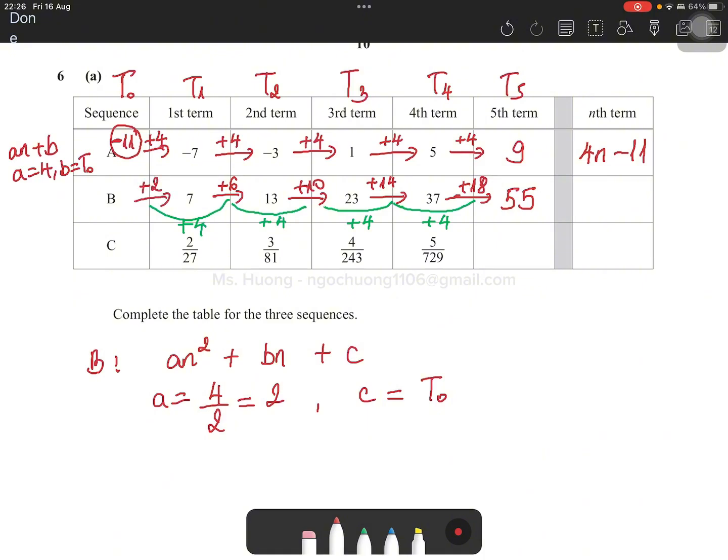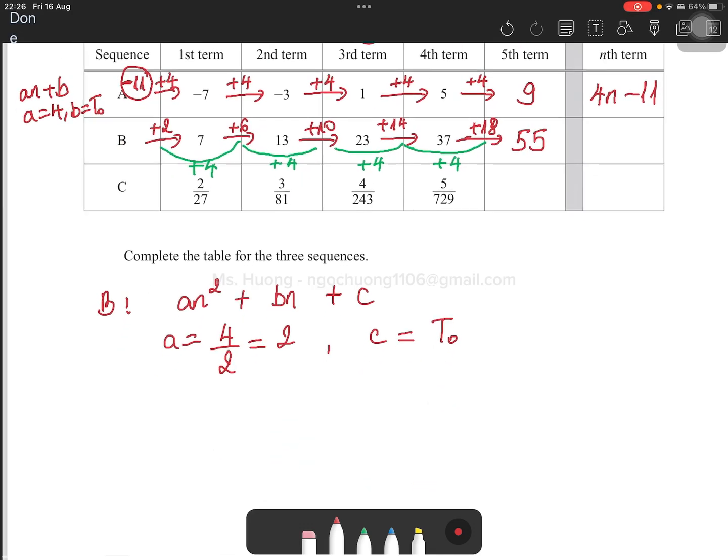So which number plus 2 equals 7? That number is 5. So t0 is 5 in this case. And to find b, we need to use the first term. The first term is a plus b plus c equals 7. Your a is 2 and your c is 5.